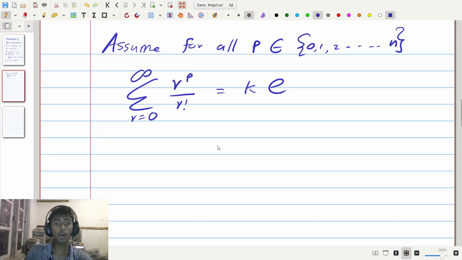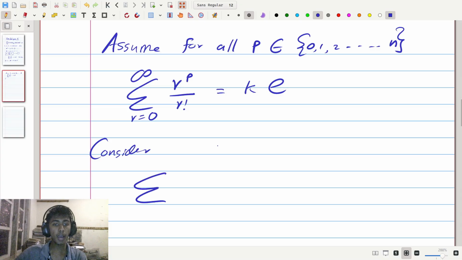And now what we're going to do is to assume that is true and then consider the next value after this, which would be the sum from r equals 0 up to infinity of r to the power of the next value after the last value we're going to consider, which is going to be n plus 1. So we're going to then consider the sum from r equals 0 up to infinity of r to the power of n plus 1 divided by r factorial.